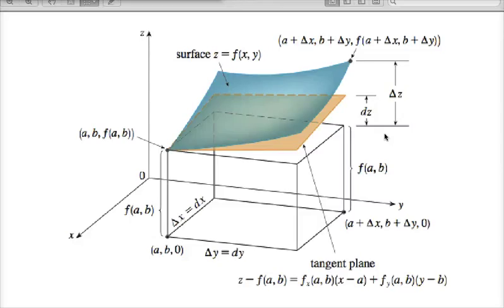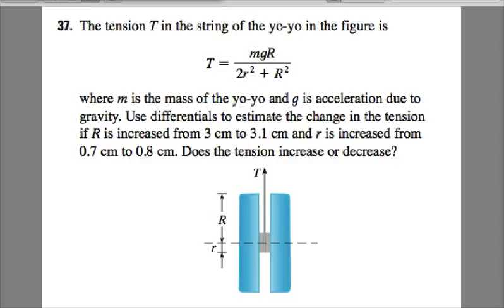So now let's do one little sample problem with our total differentials. We're going to do number 37 on page 946 in your book, and this problem gives us a function in two variables. So T is a function of big R and little r, and big R and little r are drawn right here onto this yo-yo. The T models the tension in the string of a yo-yo. And m and g are both constants. The mass and the acceleration due to gravity don't change, so we can count those as constants.